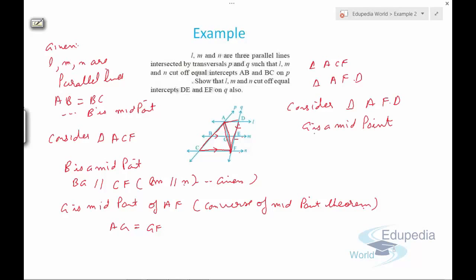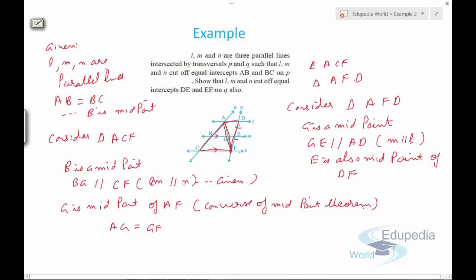G is a midpoint, right? And we can say that GE is parallel to AD. Why? Because M is parallel to L. So we can say that E is also the midpoint of DF. Why is it a midpoint of DF? We can say that by the converse of the midpoint theorem, right? So now we can say that DE equals EF. So we can say that L, M, N cut off equal intercepts DE and EF on Q also. So this is how we can use the converse of the midpoint theorem to solve these types of questions.